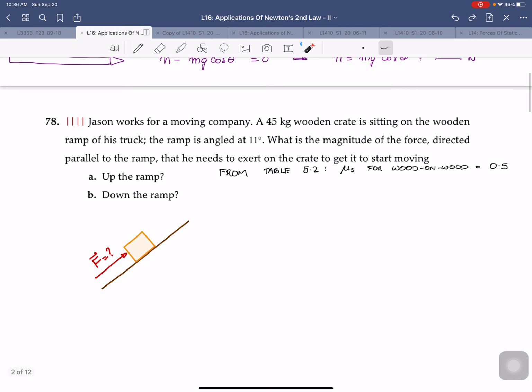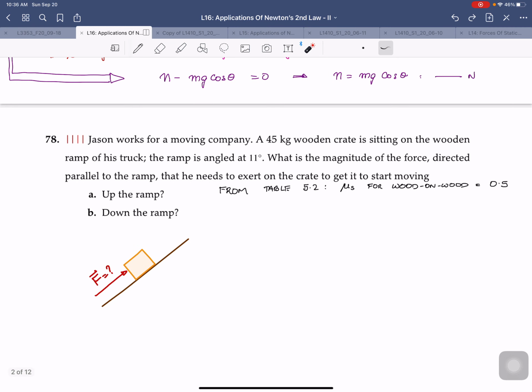Okay, here is another problem involving an incline. Jason works for a moving company. A 45 kilogram wood crate is sitting on the wooden ramp of his truck. The ramp is angled at 11 degrees. What is the magnitude of the force directed parallel to the ramp that he needs to exert on the crate to get it to start moving?